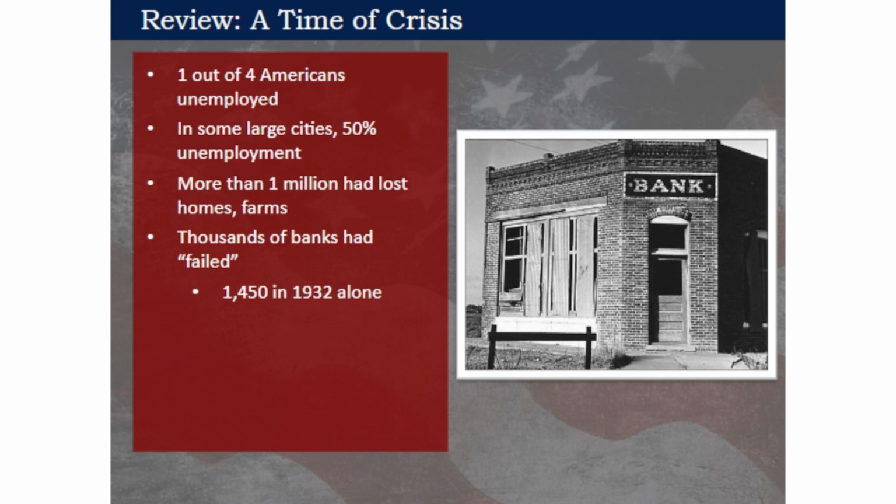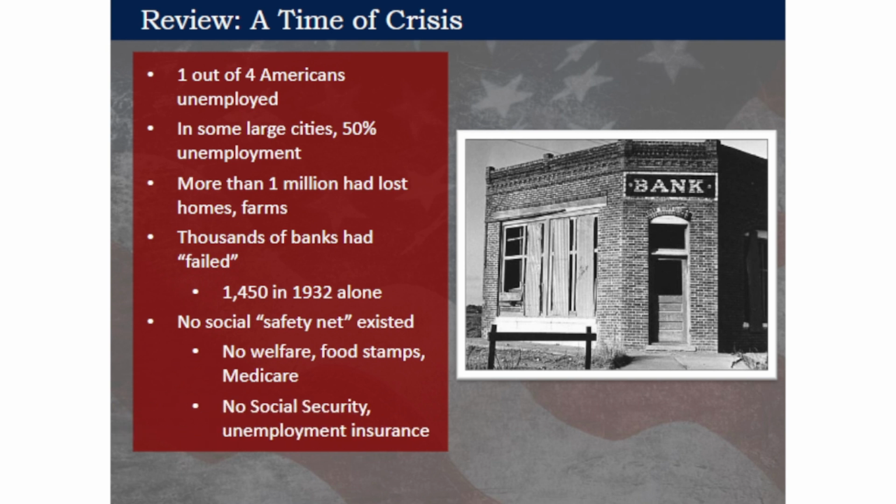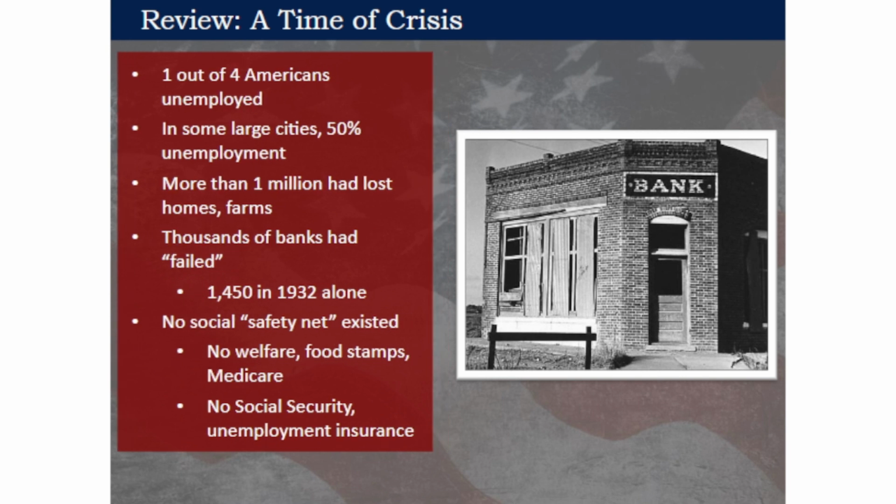In the early 1930s, what we today might call a social safety net for Americans did not yet exist. There was no welfare, food stamps, or Medicare. There was no Social Security or unemployment insurance. Americans devastated by the Depression had little to rely on except charity and each other.